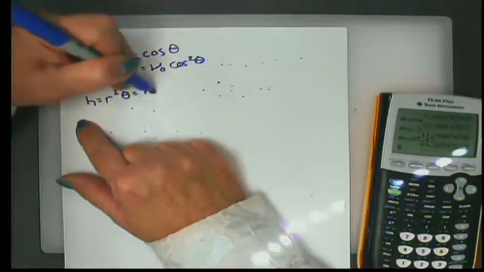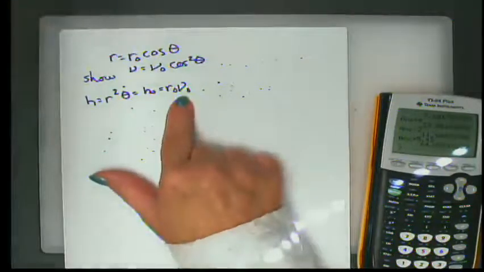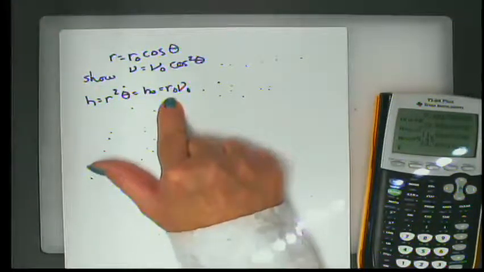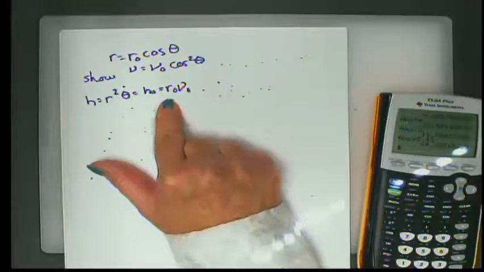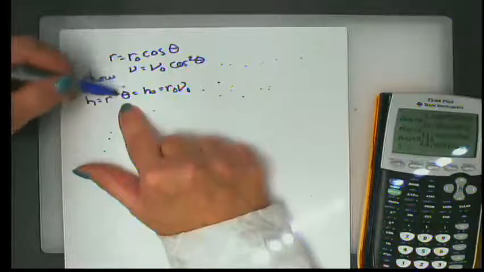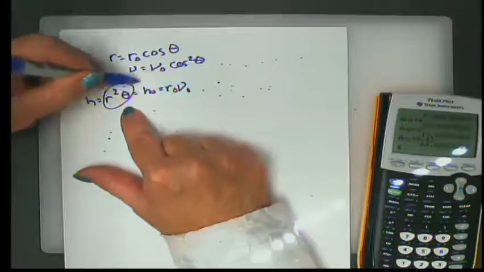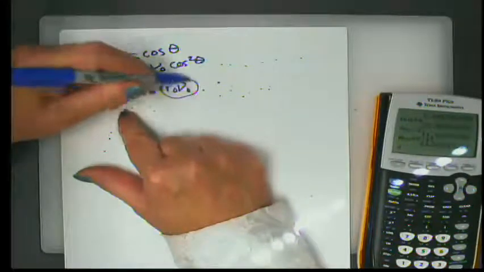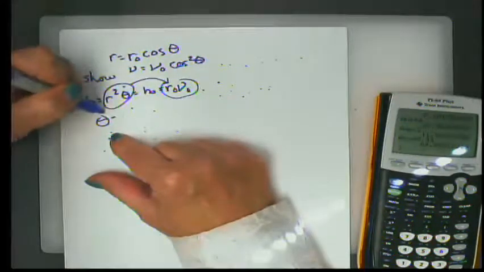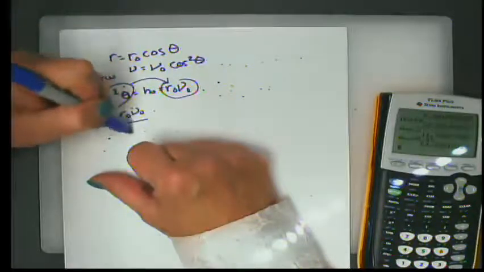And so H0 then is equal to R0 V0. This is sort of like the root equation. If you solve this for theta dot, take this and set it equal to this, you get theta dot is equal to R0 V0 over R squared.